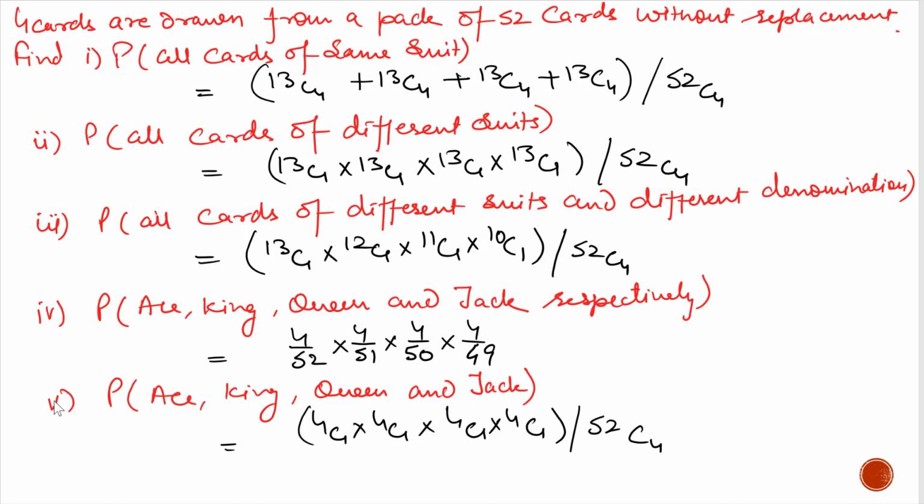And if we want to find out the probability of ace, king, queen and jack, this implies order is not given. There is no condition. So we can use combination here. Total chance of 52C4. Out of 4 aces, we choose 1 ace. Out of 4 kings, we choose 1 king. Out of 4 queens, we choose 1 queen. And out of 4 jacks, we choose 1 jack. So the probability is 4C1 into 4C1 into 4C1 into 4C1 divided by 52C4.